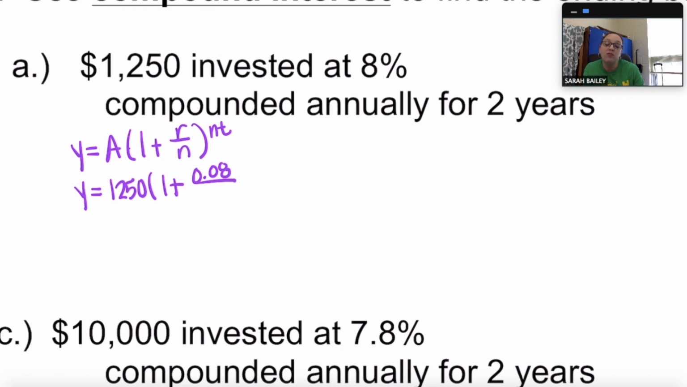N is the number of times it is compounded in a year. If it's compounded annually, that just means one time. So r over 1, and n is still 1. And then T, the total number of years, which in this case is 2. So now I'm going to type that into my calculator.